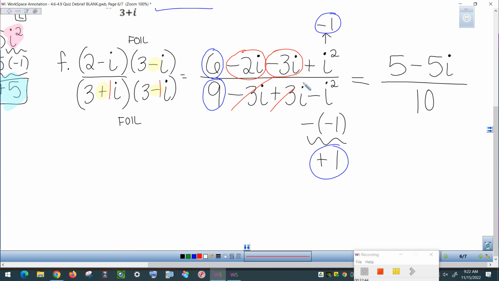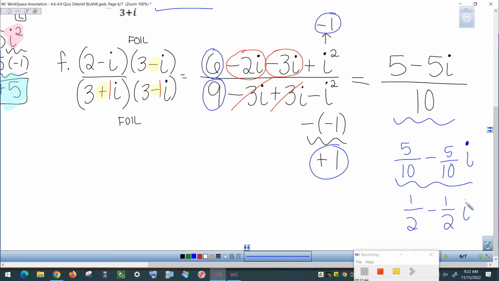It will always work out that way when you multiply by the conjugate. That's why we use the conjugate to divide. So what we have over here, we're almost done. The last thing we can do is split the numerator and keep the denominator the same. So we have 5/10 minus 5/10 i. We could actually go one more step because 5/10 is the same thing as 1/2. So that would be our final answer.